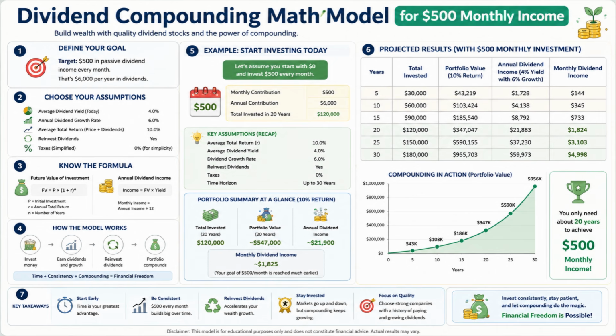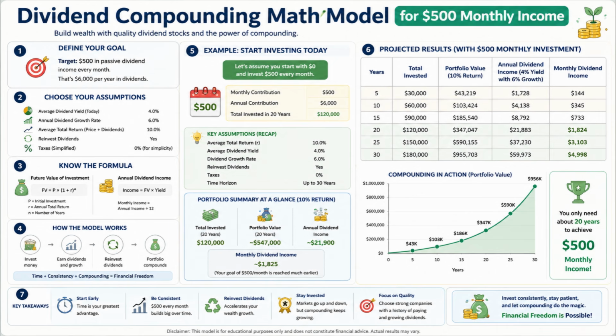Now, let us understand the basic formulas. The future value of an investment is calculated by multiplying the invested amount by 1 plus the annual return rate raised to the number of investment years. When regular monthly contributions are made, each contribution also has time to grow and compound. After estimating the portfolio value, annual dividend income can be calculated by multiplying the portfolio value by the dividend yield. Finally, monthly dividend income is found by dividing the annual dividend income by 12.